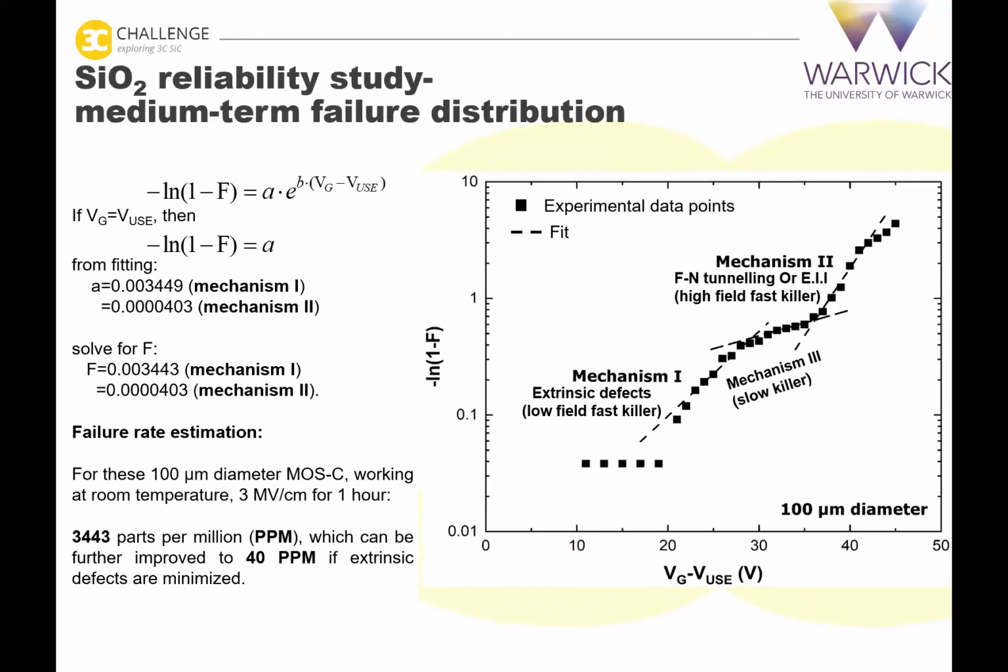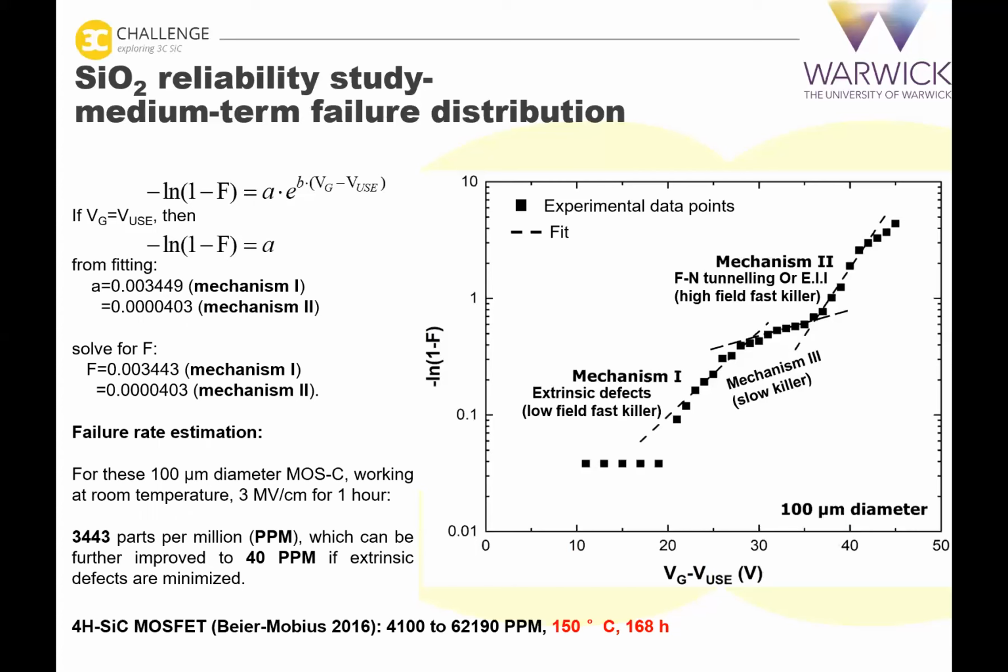So the results are that in the worst condition, when the MOS capacitors are still troubled by defects 1 and 3, then the failure rate is around 3,443 ppm, so parts per million. And if the defects, at least the mechanism 1 defects, can be eliminated, then we can see the failure rate greatly improve to 40 ppm. So it can be a really huge improvement.